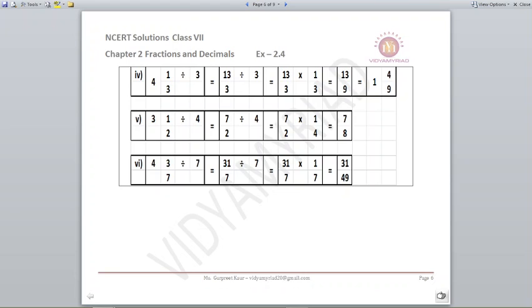So children, always do your question step by step. Even if you know what is the answer, don't forget to write these steps.